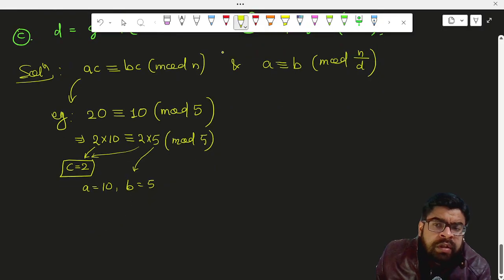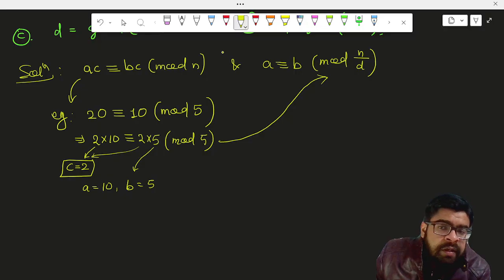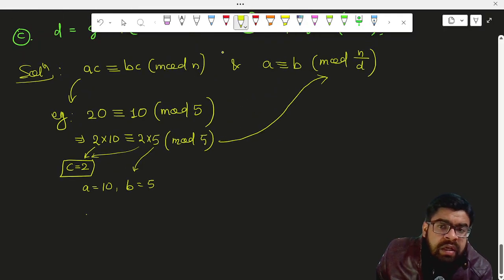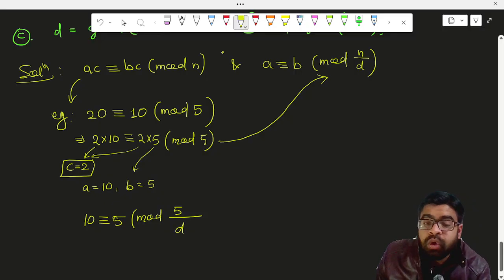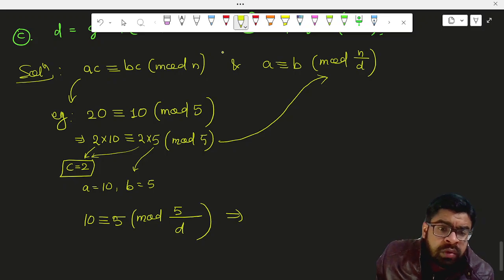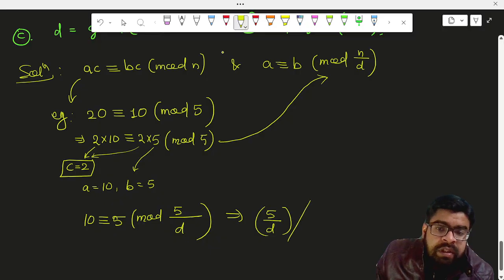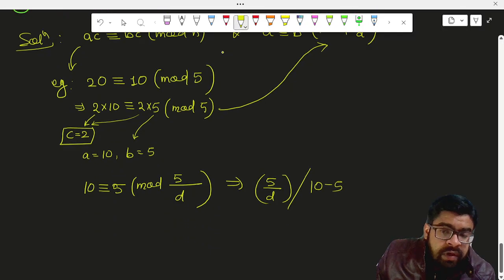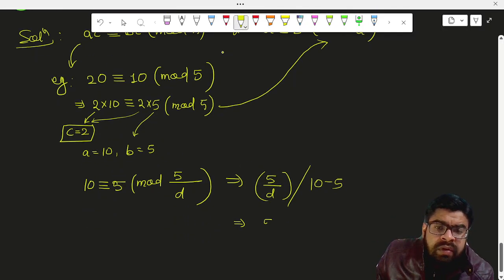So from here, to reach this condition I have to write 10 is congruent to 5 with modulo 5 divided by d. Now we have to find how to get the value of this d. For example, we can write 5 divides d, basically it divides 10 minus 5, so hence we can write here that 5 divided by d divides 5.